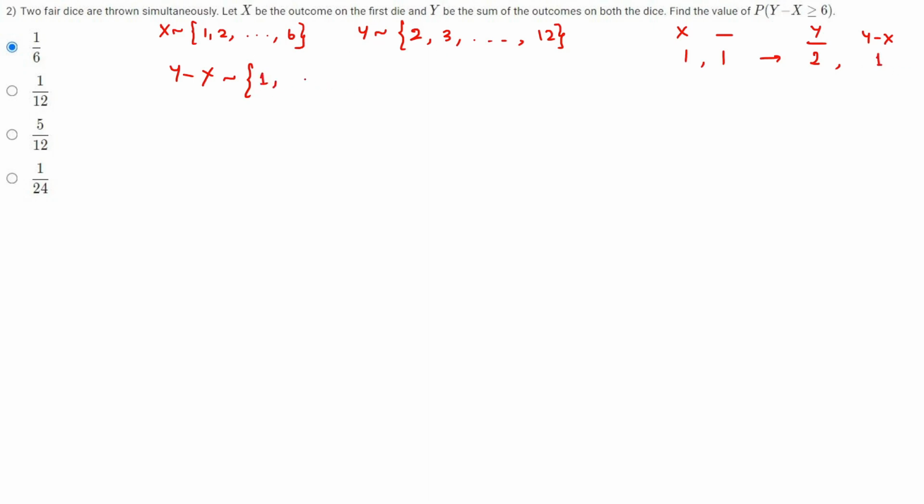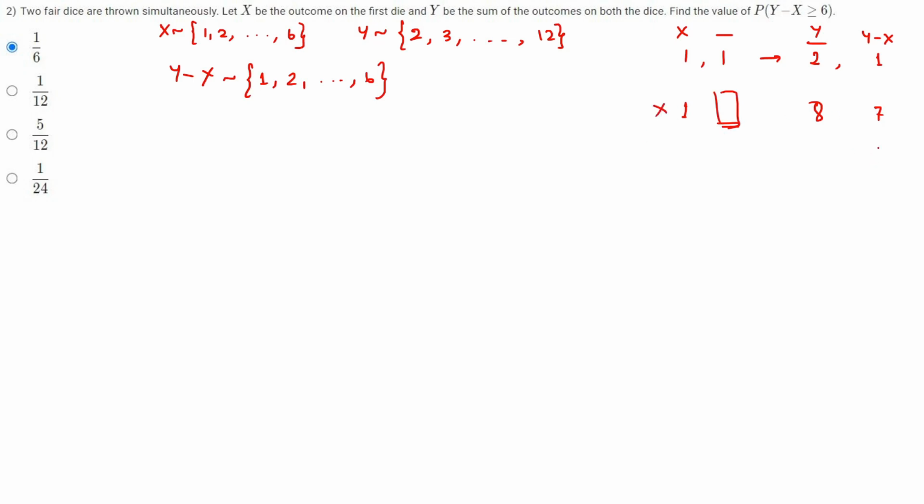And what about 2? Yes, obviously we can get 2, 3, 4, and we can also get 6. Now what about 7? Can we get 7? Let's check. If we have 7 here, then we have to get 8 and 1 here. This is not a possible scenario.